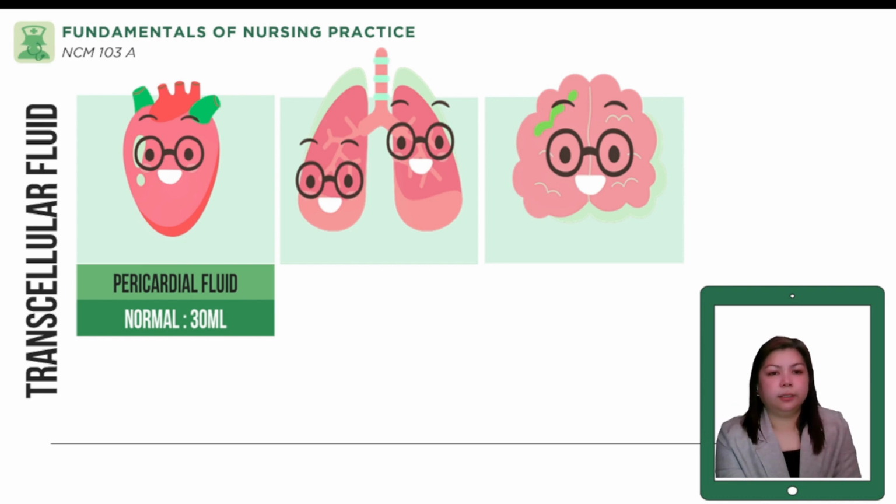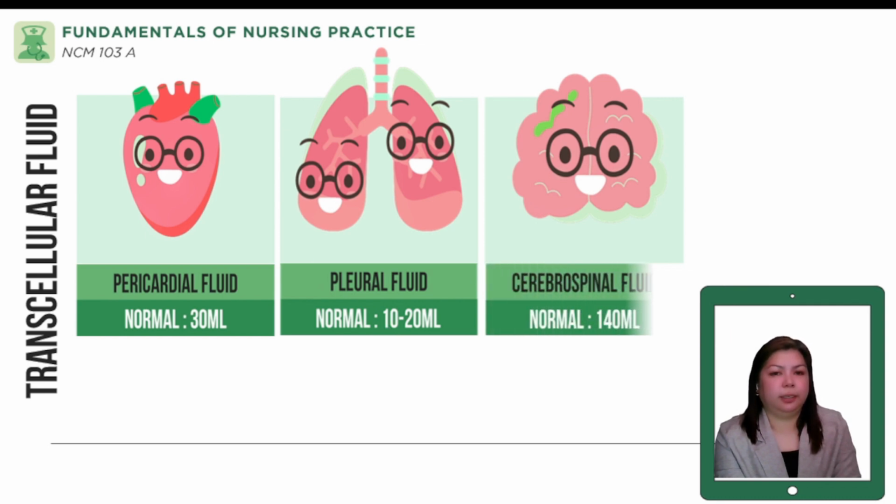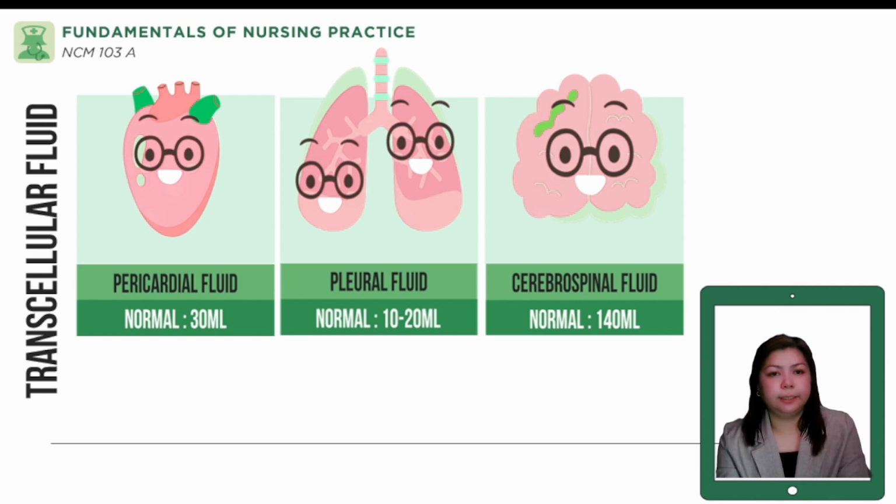Next you have your pleural fluid. Pleural fluid is found in between the parietal pleura and the visceral pleura in the space called your pleural cavity. This is filled with your pleural fluid and is around 10 to 20 ml in amount. And then you have your cerebrospinal fluid, which is found in your subarachnoid space, normally around 140 ml in amount.